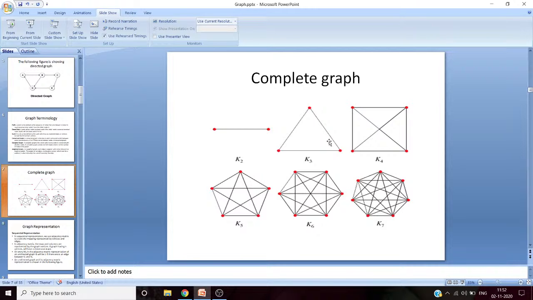If it's not clear, I'm repeating. For a complete graph, for any two vertices there will be an edge, any two. For these graphs, we are considering these as complete graphs. If we consider any two vertices, we have edges, right? Fine. Okay, now I am moving forward.